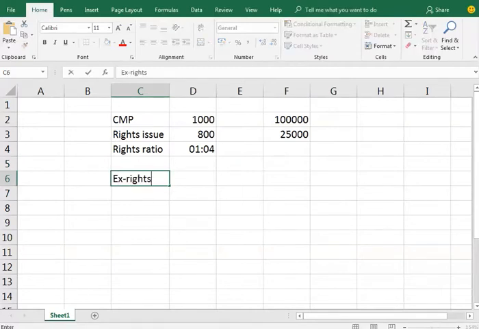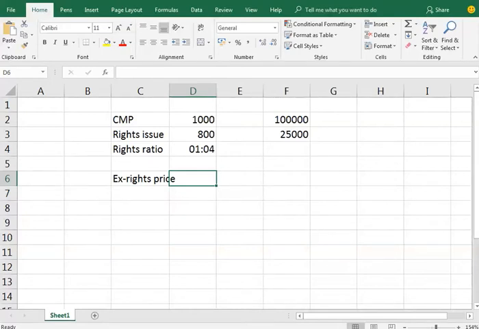Everything is covered in the theory. You understand the calculation alone. 1000 into 1 lakh plus 800 into 25,000 divided by 125. Is it 960?